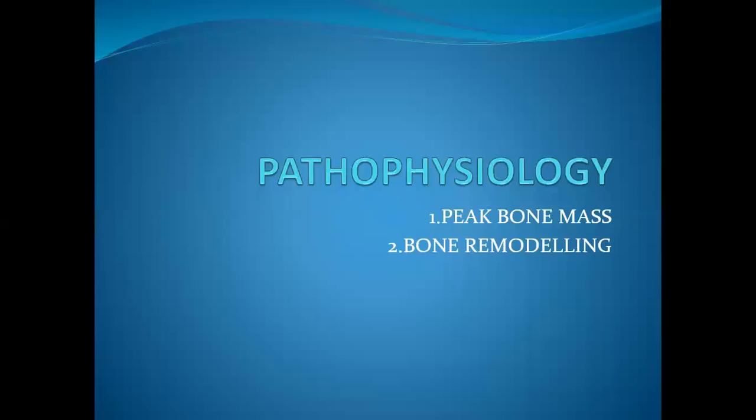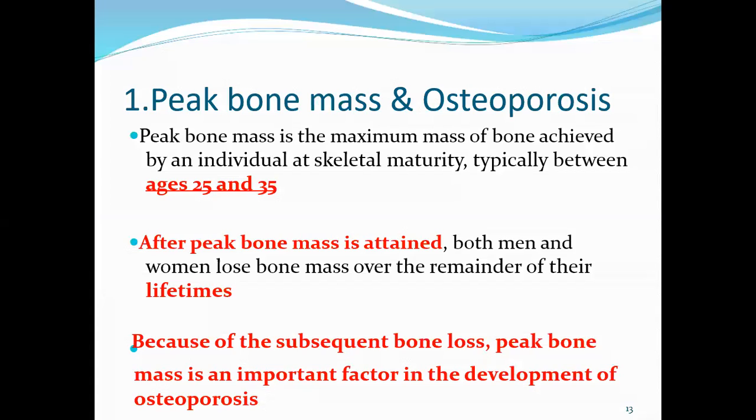Now the next pathophysiology topic is peak bone mass and osteoporosis. Peak bone mass is nothing but the maximum mass of bone achieved by an individual at skeletal maturity. At what age do we say that a person becomes mature? Around 20 to 30, or 25 to 30 years of age, mostly in men as well as females.